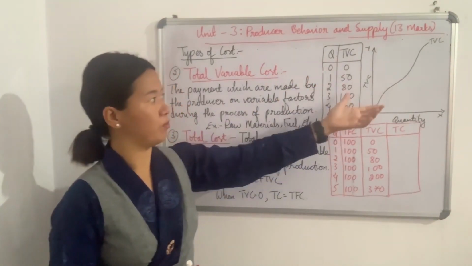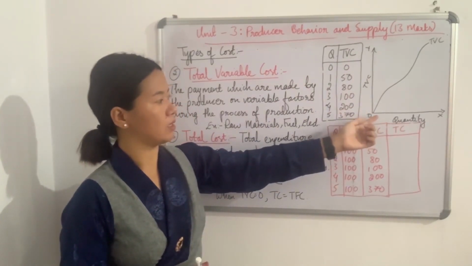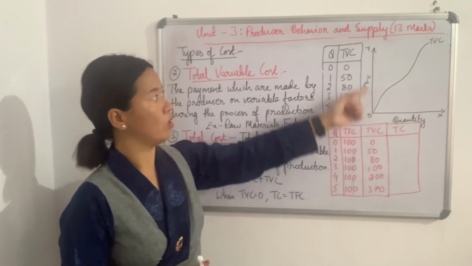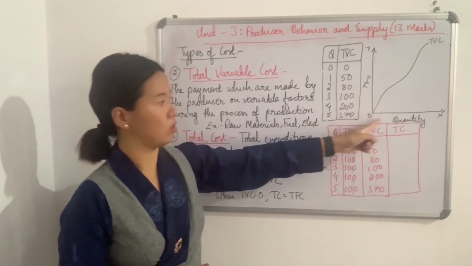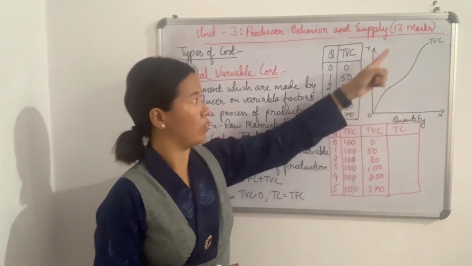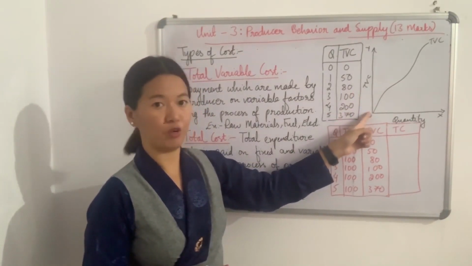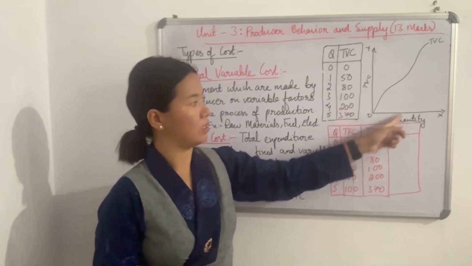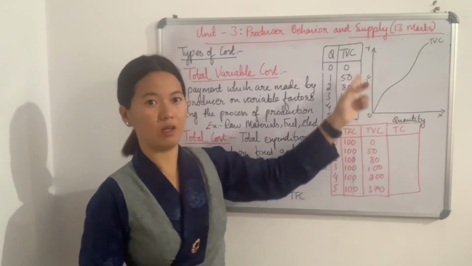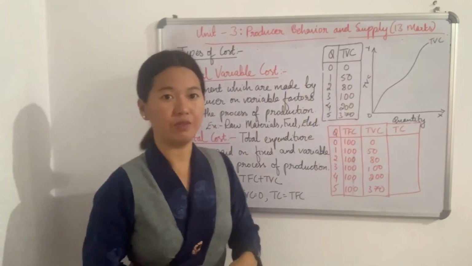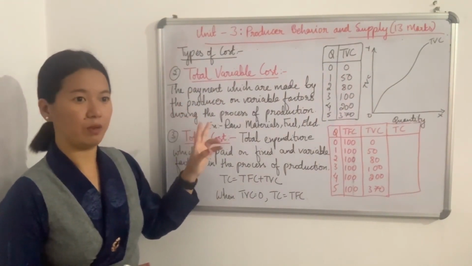So from the graphical representation of total variable cost, we can see that the x-axis shows the quantity or output, and the y-axis shows the total variable cost. When there is 0 production, when the quantity is 0, total variable cost is also 0. So the total variable cost curve will start from the origin, and when there is an increase in production, the total variable cost will also increase. So it is an upward slope. The TVC curve is an upward slope. So this is the second type of cost, that is total variable cost.